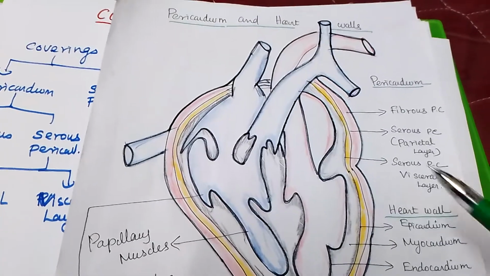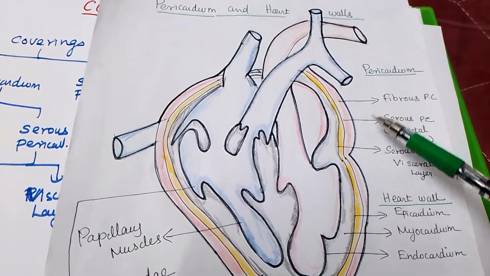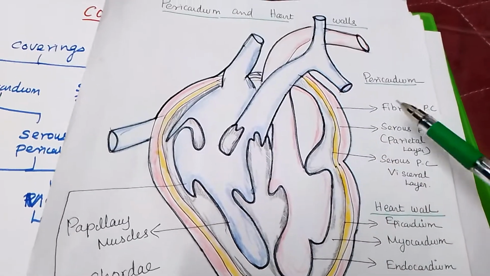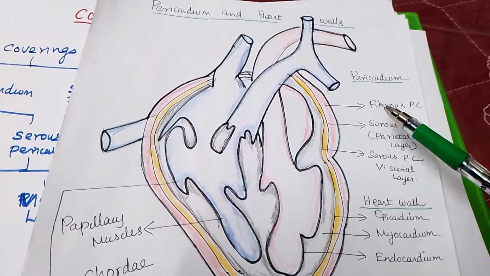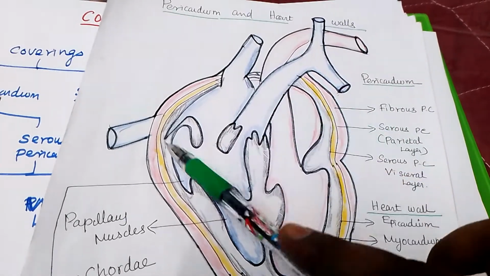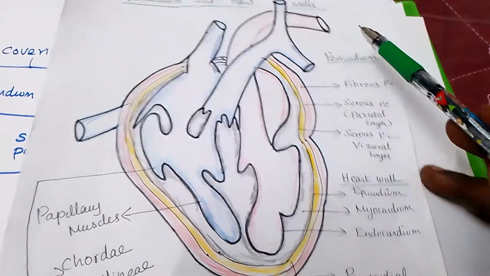If you look at this picture, it is a fibrous pericardium. The fibrous pericardium is a cone shaped structure. It is made up of collagen fibers. The apex is the outer layer where the great vessels are entering. Understand? Great vessels are entering.